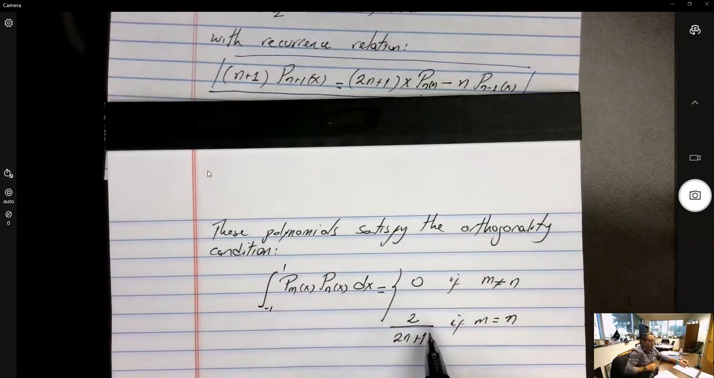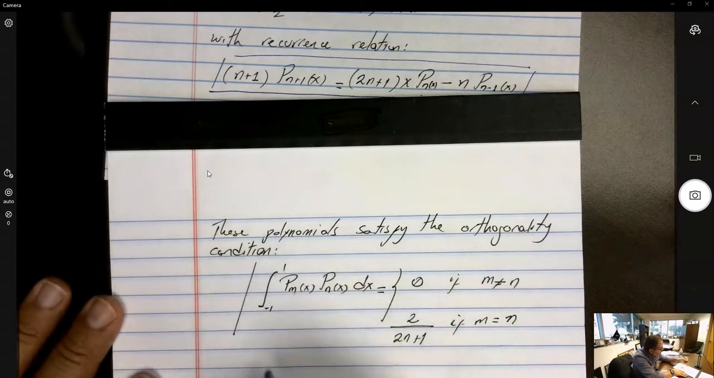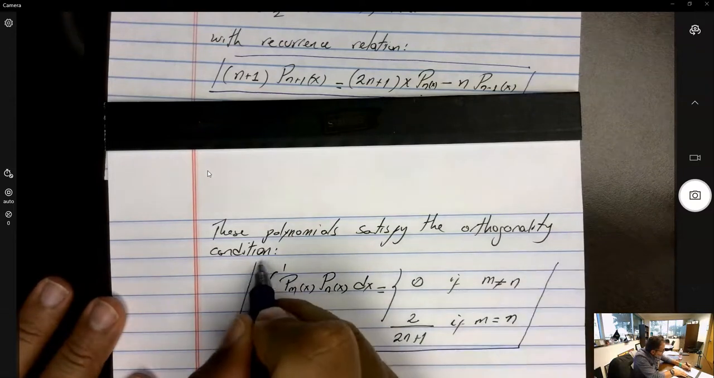In this case, the solution is 2 divided by 2n plus 1, which is irrelevant right now. But the point is that you can do an infinite number of these integrals of different order polynomials. You can integrate the polynomial of order 5 and the polynomial of order 7, and you'll get 0. But if the two have the same order, then you get a number different than 0. That's the orthogonality condition, which will be relevant later on. But for now, let's just keep it here as a side note.